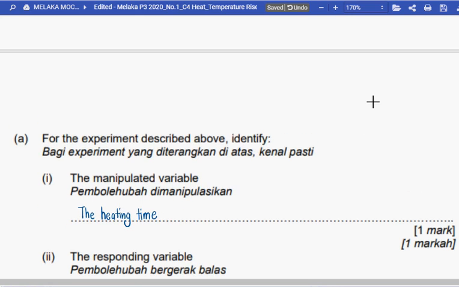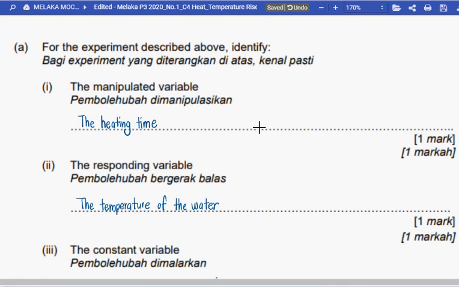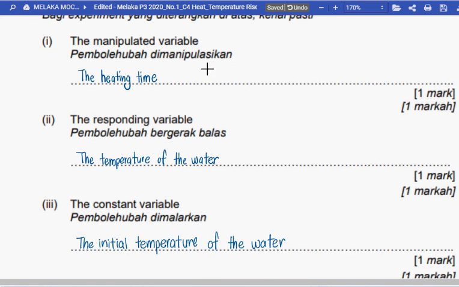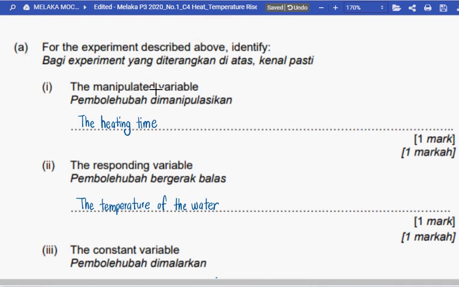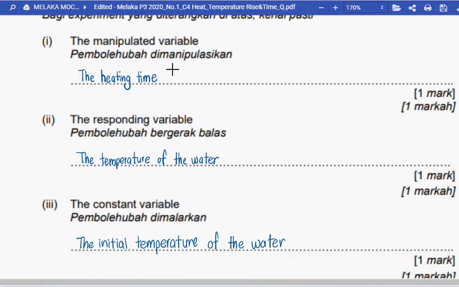Now, we look at this. For the experiment described above, paper 3, question number 1 is always like this. They will start question A by asking you the manipulated, responding, and constant variable. So from here, what is your manipulated and responding variable? Is this correct or not? The heating time is the manipulated variable, and the responding variable is the temperature of water.